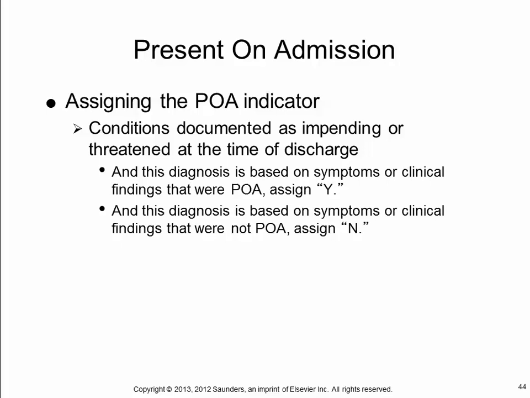All right? Conditions that are documented as impending or threatened at the time of discharge. And let's say the diagnosis is based on symptoms or clinical findings that were present when they were admitted. It's a POA. It's yes. And let's say the diagnosis is based on symptoms or clinical findings that were not there when they were admitted. Then you assign an N.